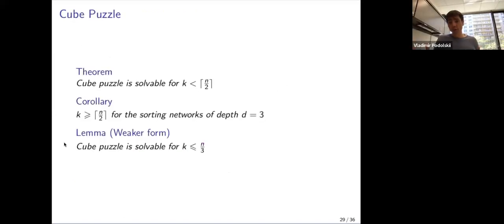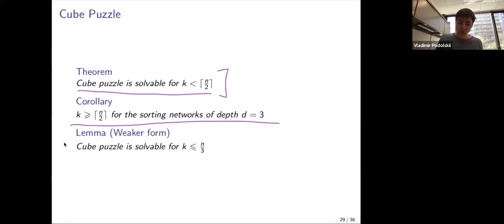Okay, so now we have this game. Hopefully, at least the game is clear. We have a theorem that the cube puzzle is solvable: you can always solve it if k is less than n/2, and as a result, we know that this lower bound is tight. This theorem requires some tedious analysis. Instead, I will explain how to win this game for k less than or equal to n/3, because this is easy.